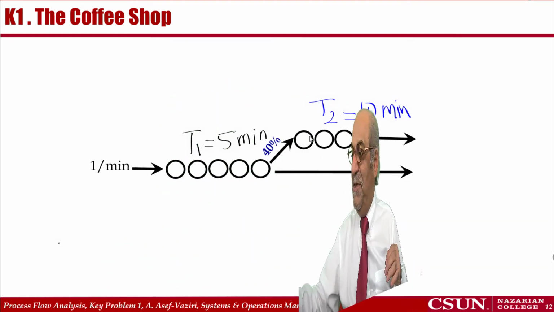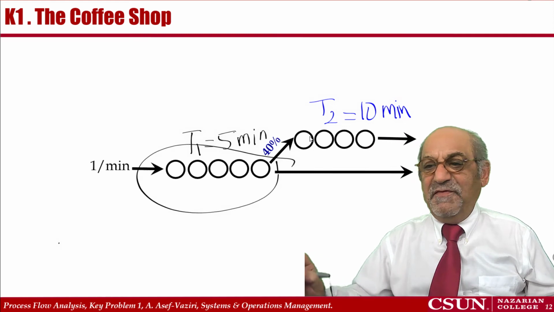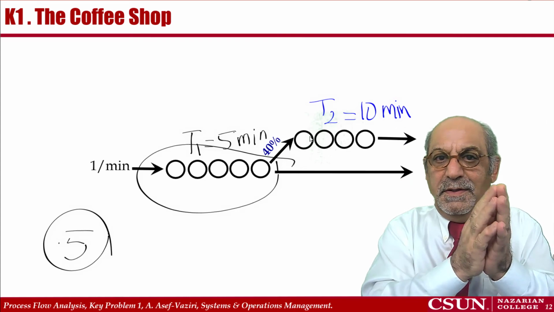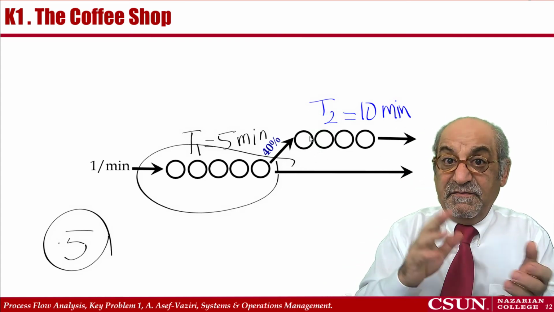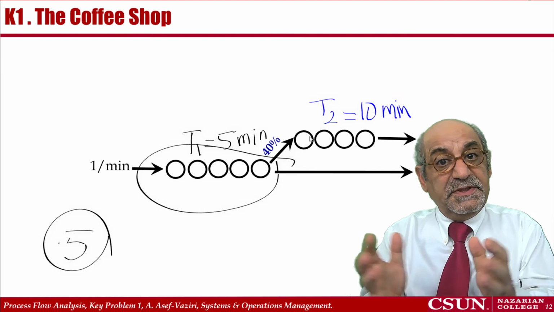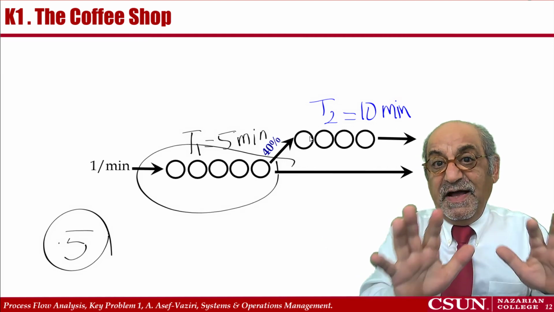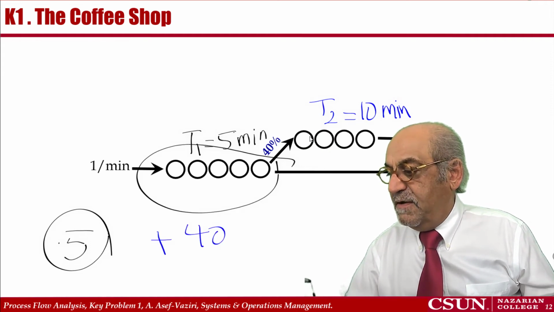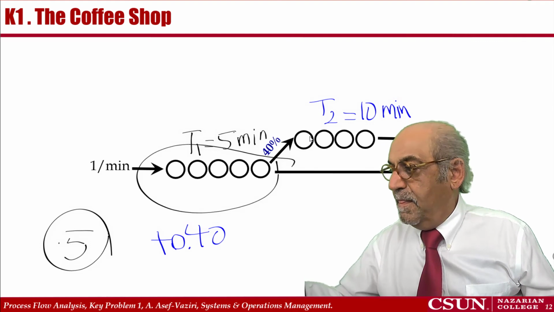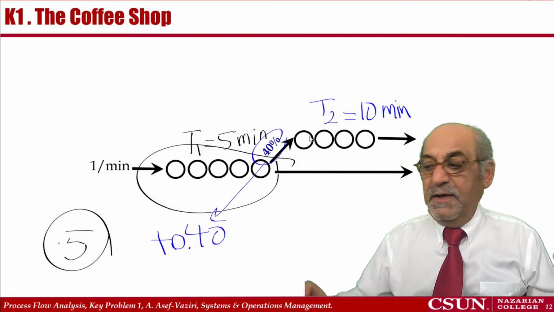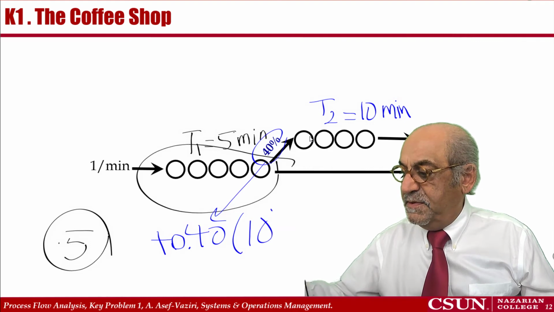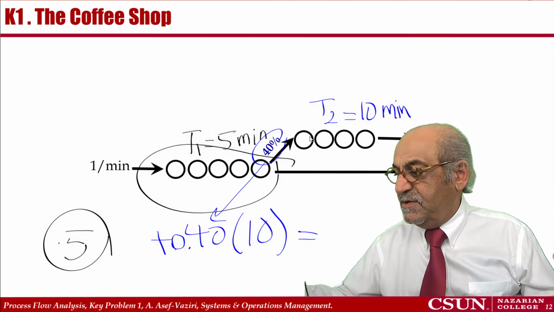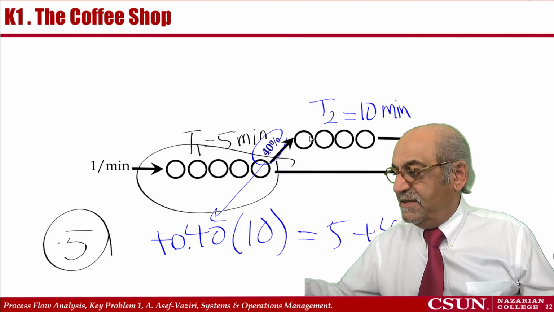The second procedure can claim everyone will be there for 5 minutes. Everyone, no matter he or she gets black coffee or exotic coffee, will be there for 5 minutes. So 5 is there for everyone. Only 40% of people will be there for 10 more minutes. So that is 5 plus 0.4 times 10, which is equal to 5 plus 4, and that is 9.